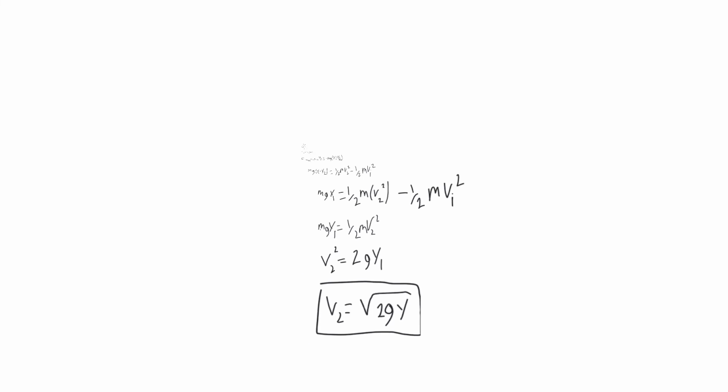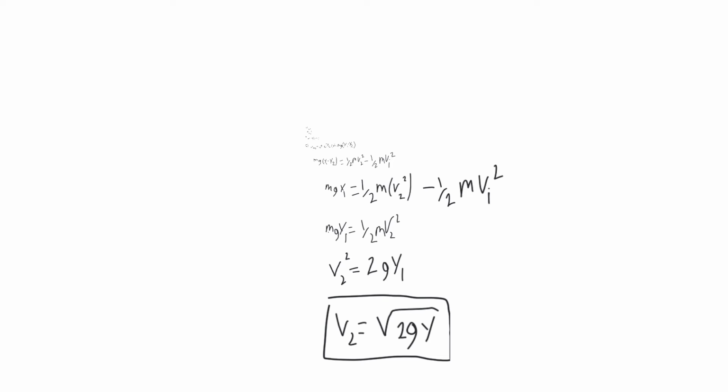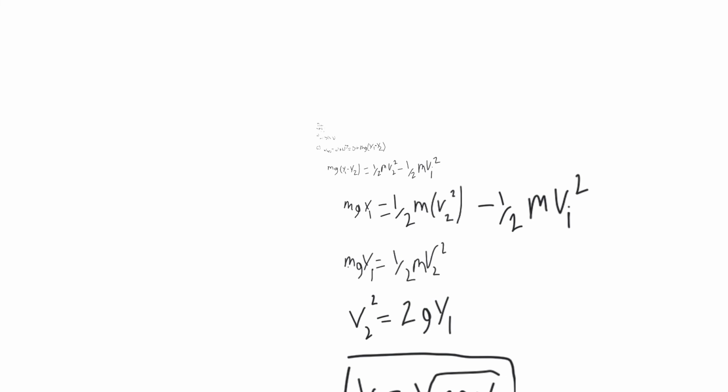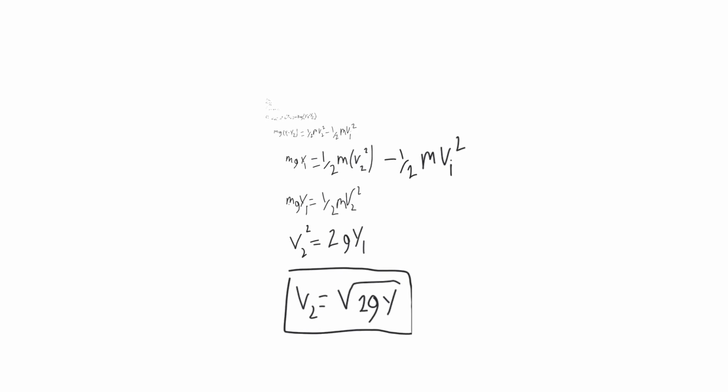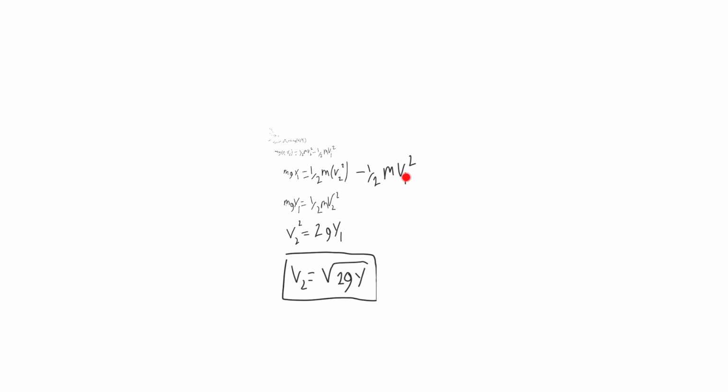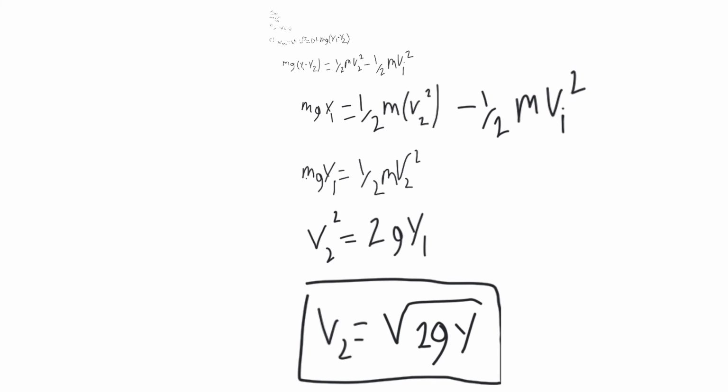Then we know that at point B, the object is all the way at the bottom, so y2 is going to be zero. So we converted it to this, and now we just have mg y1. We also know that the initial velocity is going to be zero, so that part of the expression is zero. Now we're left with just mg y1 equals half of m v final squared, right?